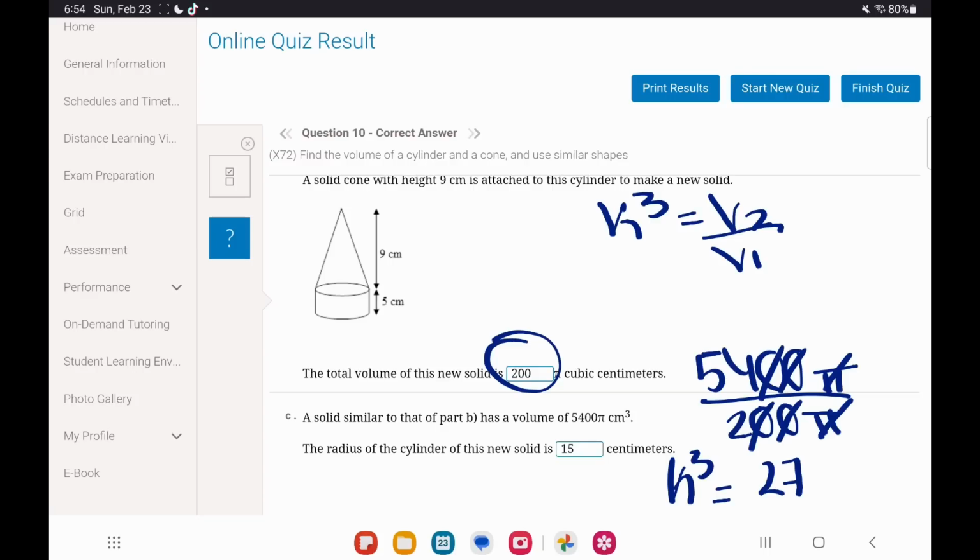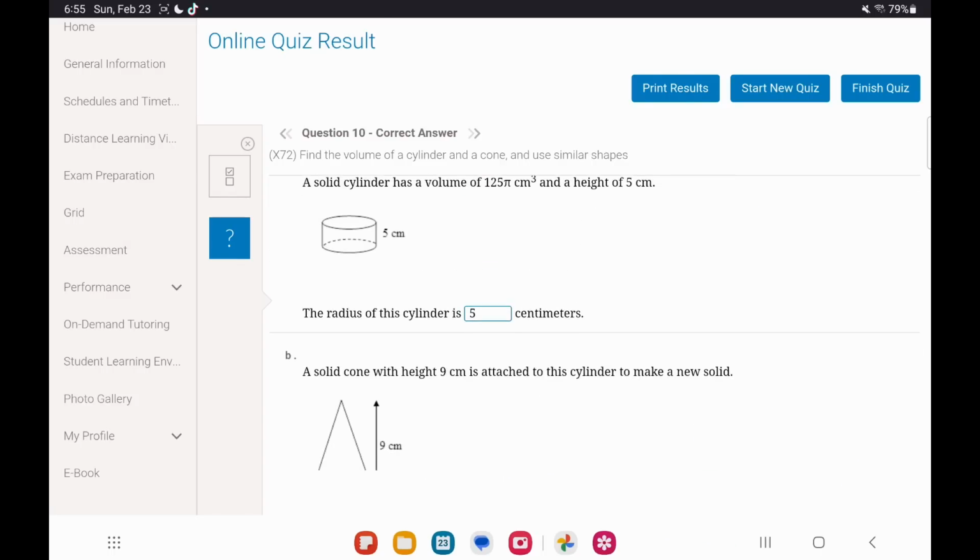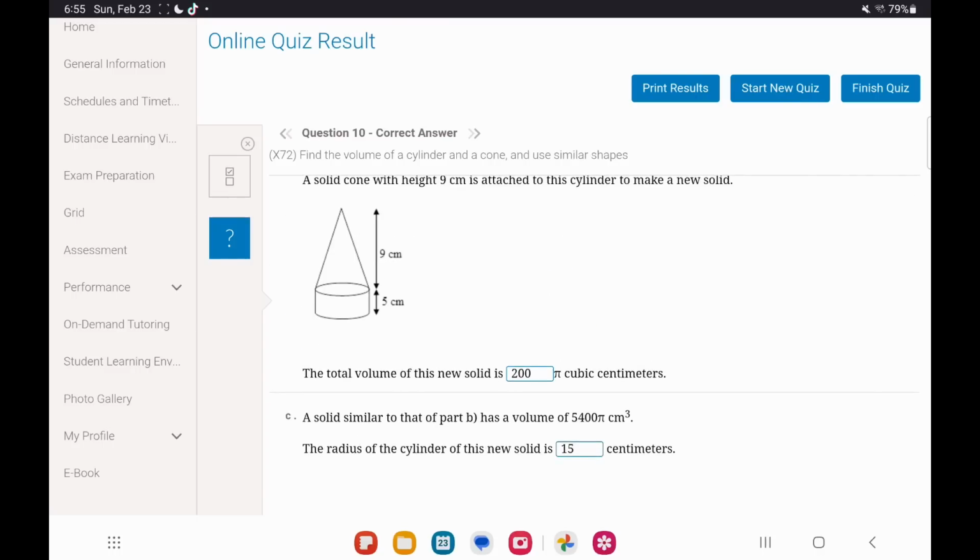So 27, to the power of what? Or you can do it on your calculator. Just do shift the radical. You get the cube root of 27, and it's 3. And you don't need to use a calculator: 3 to the power of 3 gives you 27. It's 3. So that's 3. Now we found our scale factor. That's not your answer, that's your scale factor. So you multiply it by the radius that we found. So 5 times 3, 15. That's it.